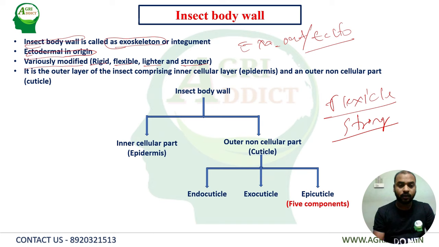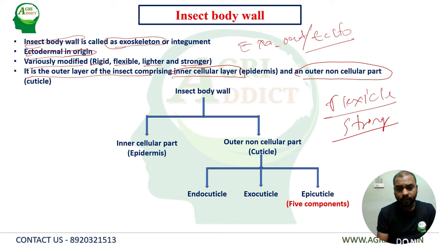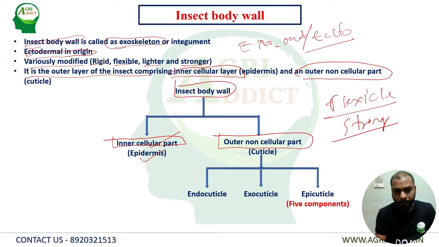So what is the definition of insect integument? It is the outer layer of the insect comprising an inner cellular layer and an outer non-cellular layer. I have given here the tree diagram of the insect body wall. One is the inner cellular part, another is the outer non-cellular part. The cellular part is called epidermis and the non-cellular part is called cuticle. This cuticle is further divided into three parts: endocuticle, exocuticle and epicuticle, and the epicuticle consists of five components.